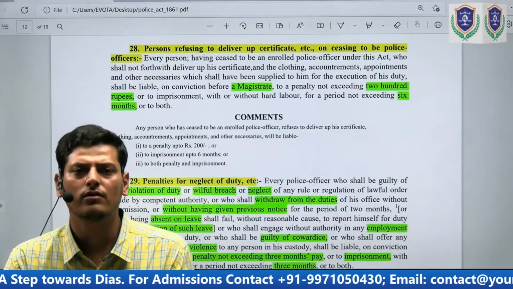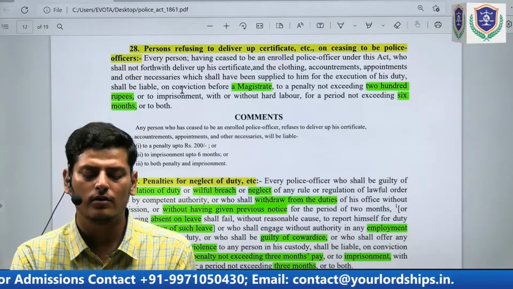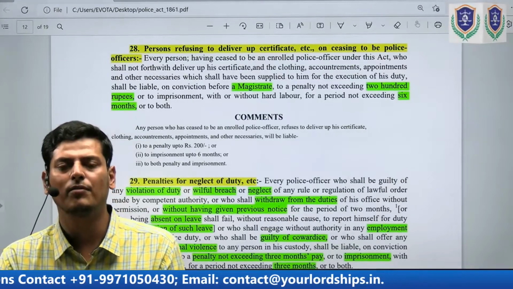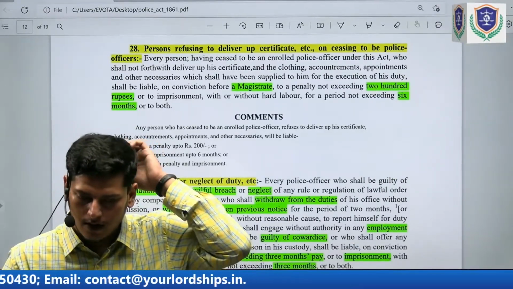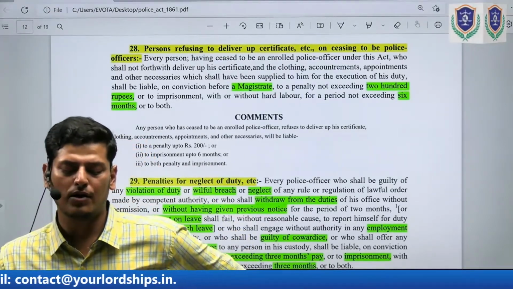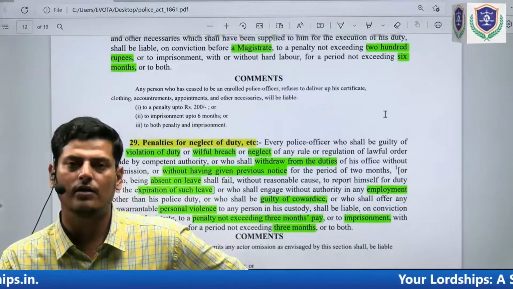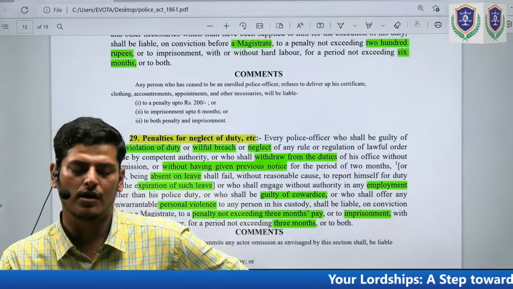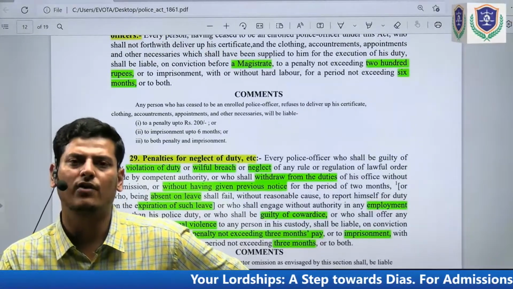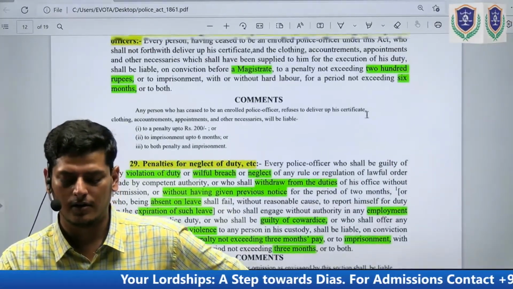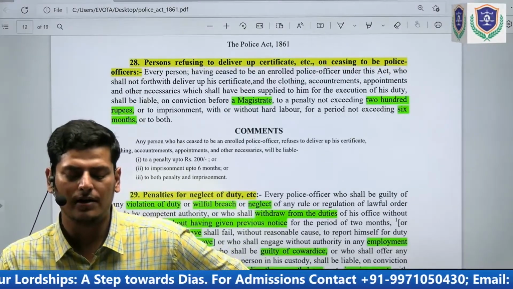If he does not deliver the thing, then upon the conviction before a magistrate, he shall be liable to a penalty not exceeding 200 rupees. And he may also be liable to imprisonment with or without hard labor, which may extend to 6 months. It will not be more than 6 months, and a fine of 200 rupees will be imposed. Okay? Or with both. So this is the penalty.